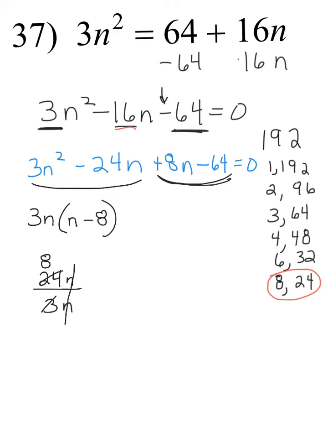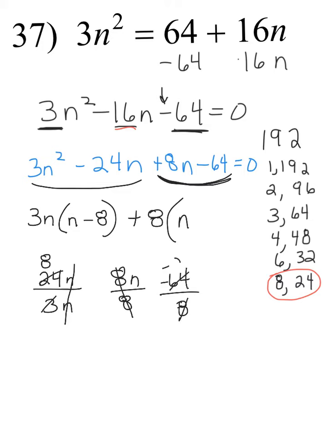Over here in this set of terms, we're going to factor out something that's common, and what's common between the 8n and the negative 64 is a positive 8. So we're going to factor out a positive 8, and so 8n divided by 8 just leaves me with n. And then we have negative 64 divided by 8 leaves me a negative 8. So I have a negative 8 here, all equal to 0.